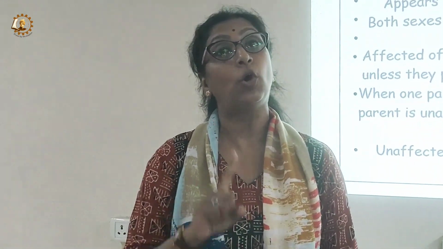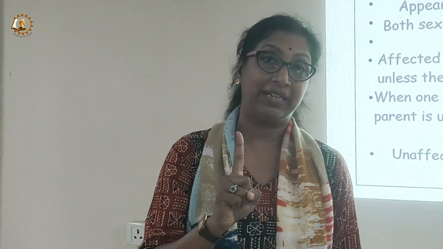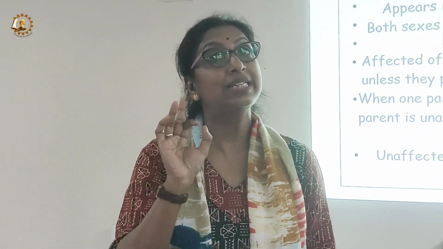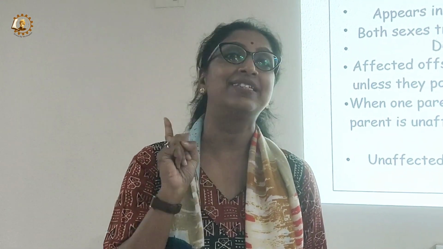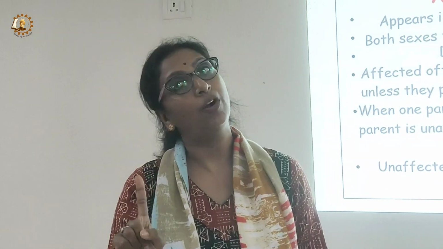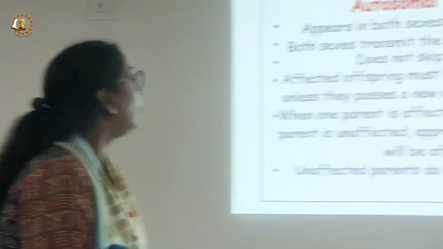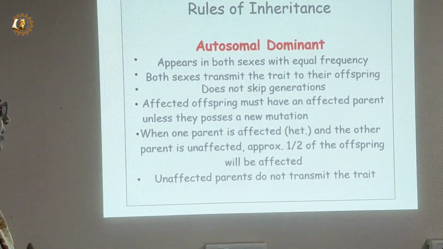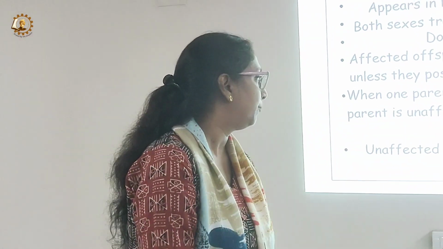Whether we are talking about autosomal dominant, please remember any one of the parents, he or she, that means father or mother, must have one dominant allele. And that dominant allele is the mutant allele, and that mutant allele is responsible for that particular disorder or disease. Okay? So when one parent is affected, the other parent is normal, unaffected. So half of the progeny will be affected.